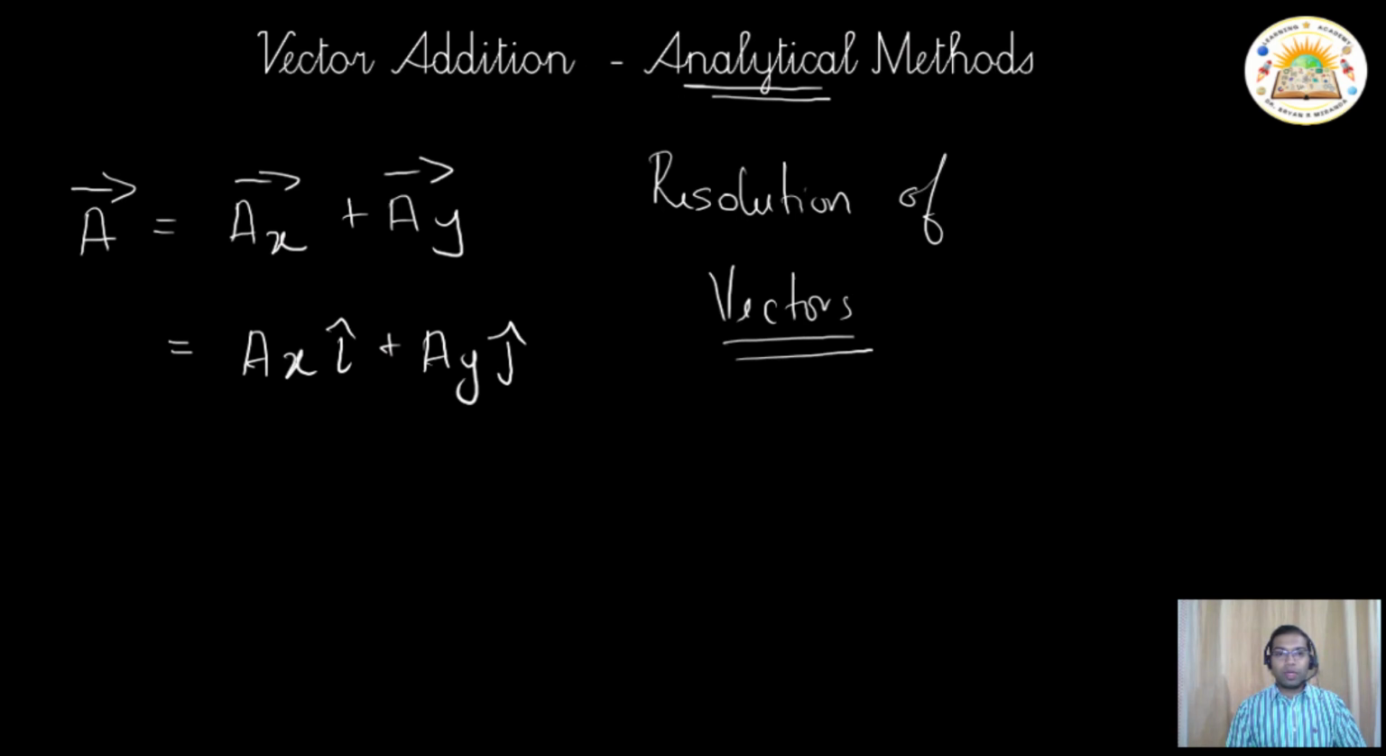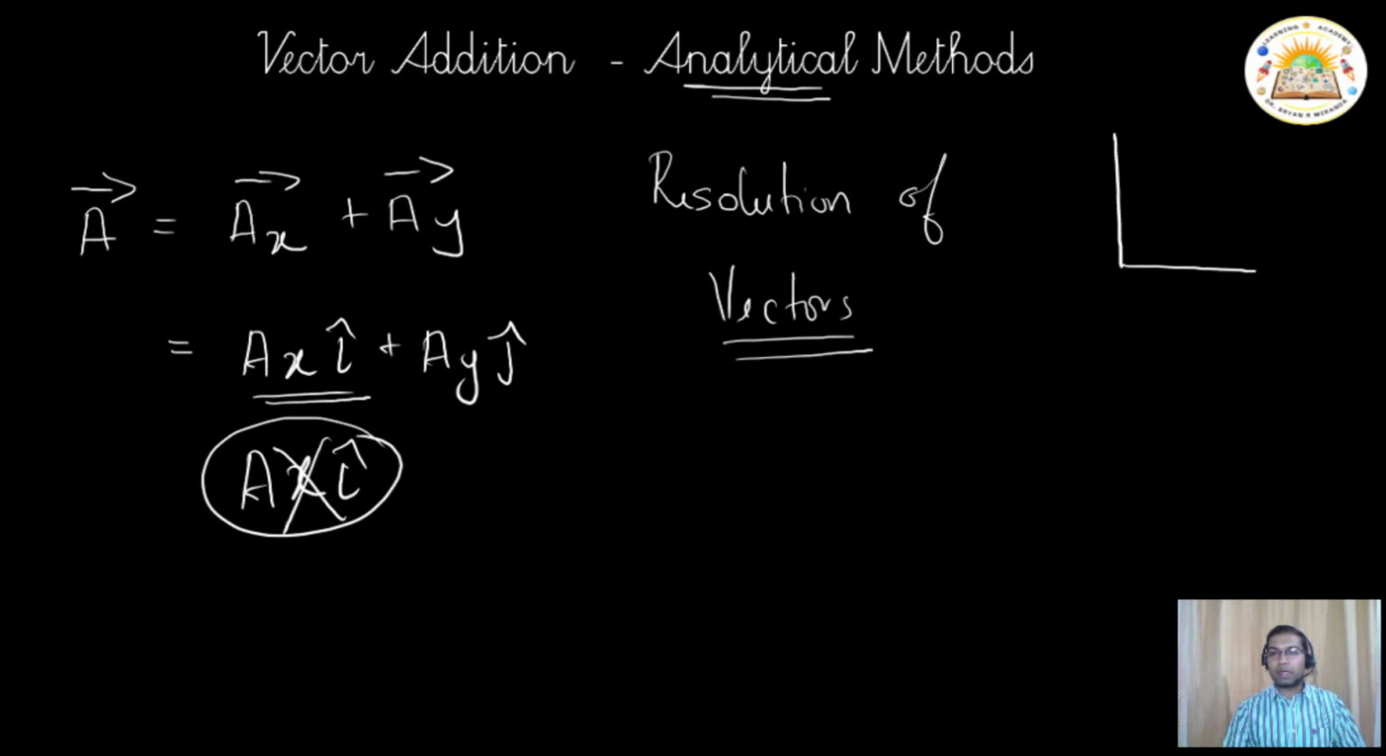Note, we cannot write it as A x i cap. This is wrong. What we mean by A_x i cap is the magnitude of a vector along the x-axis. So it has to be a subscript x, a subscript y. We don't have to write it as A into x. A into x is a completely different thing. Similarly, if I look at the B vector, I can write this as B_x i cap plus B_y j cap.